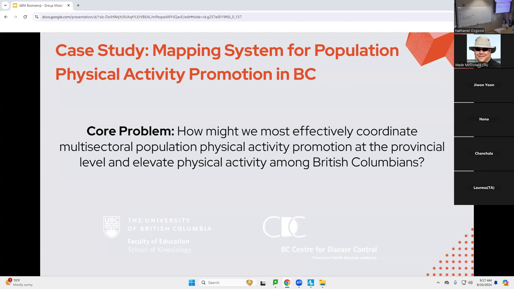So that's where this core problem came from. There was a small group of people that sat down and said, okay, what can we ask all of our employees, all of our systems people, to try and get at what they feel like they need to support a solution to this problem? And that's what they came up with: how might we most effectively coordinate multi-sectoral population physical activity promotion at the provincial level and elevate physical activity among British Columbians. It's quite a mouthful, but it really boiled down the essence of what they were looking at.